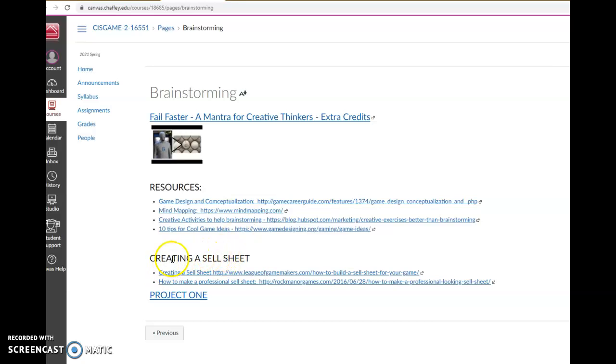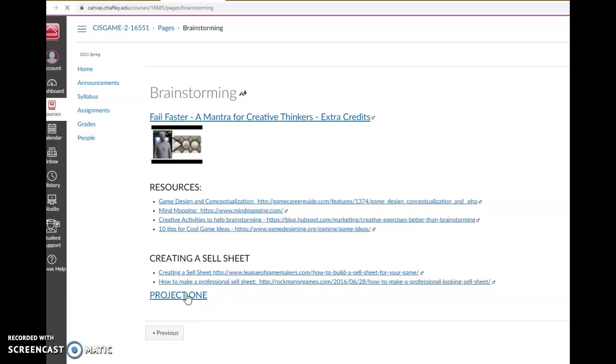Then your project is to create a sell sheet. A sell sheet is just a single piece of paper that's going to kind of talk about your game and put the highlights in, but limit yourself to a single piece of paper, so only put in what's important. When you were in CIS Game 1, you created a concept document. A sell sheet is kind of like a concept document, but it's just a quick summary. Something you might just hand somebody or send them in the mail or email them to see if they're interested. You know, like putting a little bait on a hook and throwing it out there and seeing if it bites.